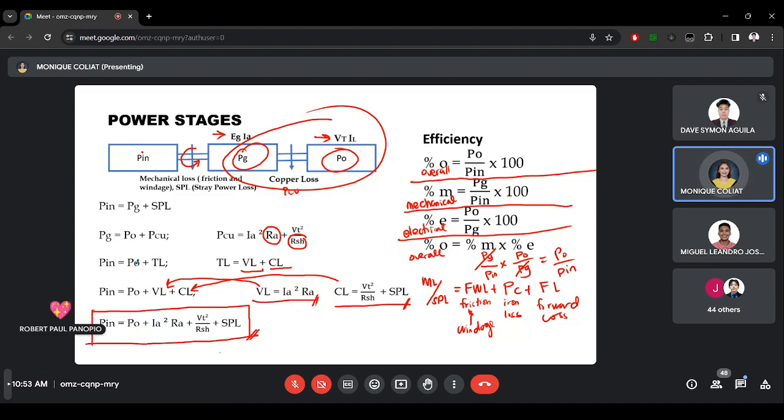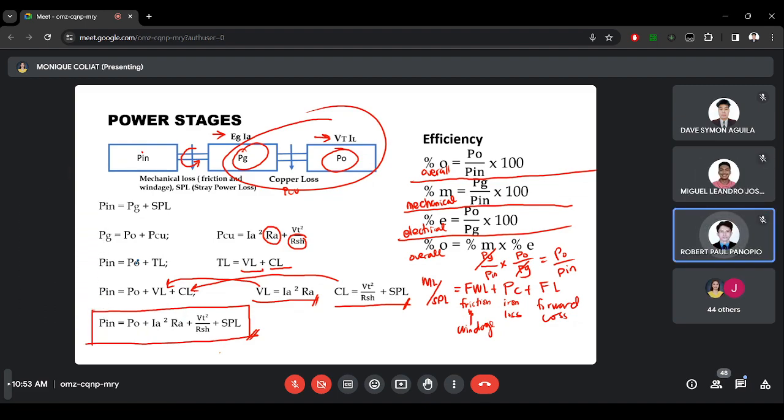Hello, do you understand? Yes po, ma'am. Okay, so now let's move to the input power or different input power in different types of generator.